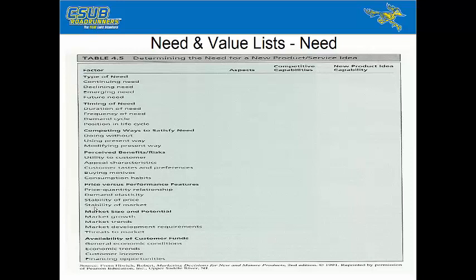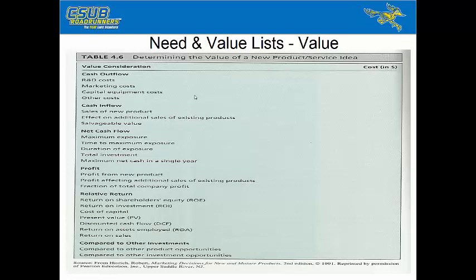Economic trends, customer income, kind of related to general economic conditions, and then financing opportunities. If the product is very expensive, are there ways that people can finance it to be able to make payments over time? Are there different partners that you would partner up with for financing, et cetera? So you want to try and answer all of those questions about the idea.